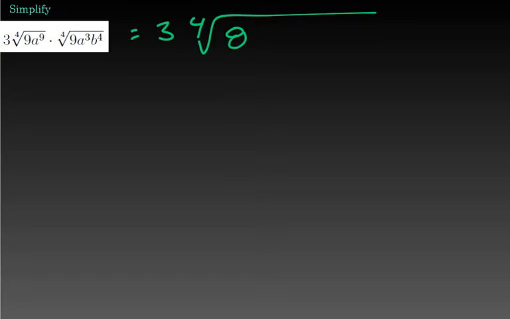So 9 times 9 is 81. A to the 9th times A to the 3rd, you would add them and you would get a to the 12th. We don't have any b's to do anything with, so we'll just leave that. Then go ahead and take the 4th root. So the 4th root of 81 is 3. And then a to the 12th raised to the 1/4, you would do 12 divided by 4, right? So you would have a cubed. And then b to the 4th raised to the 1/4, you would cancel off there and you just get b to the 1st.